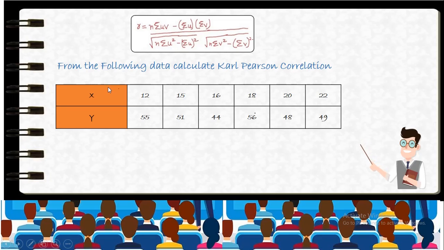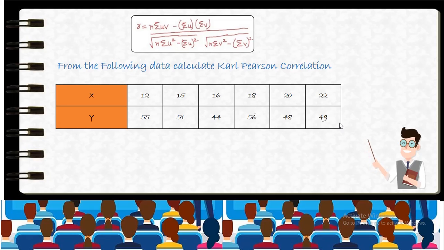Now in this example, the number of variables, which we call n, are 1, 2, 3, 4, 5, 6. As there are 6 variables of x and 6 variables of y, n will be 6. Variable x values are 12, 15, 16, 18, 20 and 22, and variable y values are 55, 51, 44, 56, 48 and 49. Now let us first find x bar and y bar.